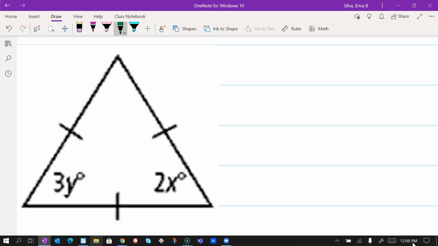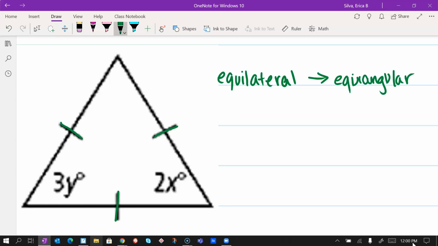All right, what kind of triangle do we have? It's equilateral. How do we know it's equilateral? Right, all these tick marks. So if it's equilateral, then that means it is equal angular. And what does it mean for every degree measure? Every degree measure of an equal angular triangle is the same, which is what degree measure? What's that magic number?